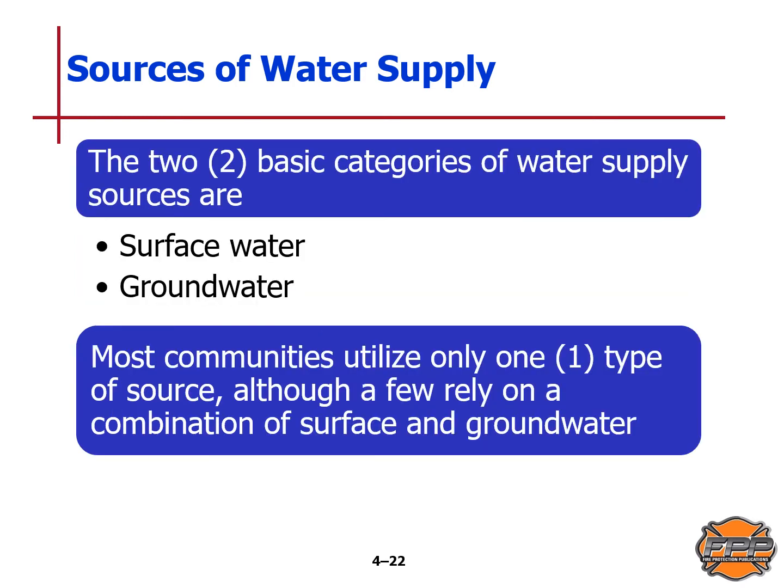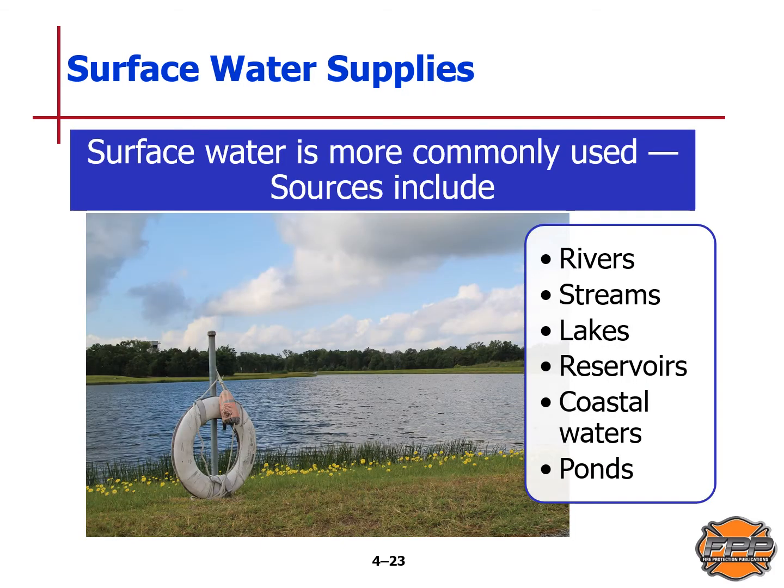The two basic categories of water supply sources are surface water and groundwater. Most communities utilize only one type of source, although a few rely on a combination of surface and groundwater. Sources include rivers, streams, lakes, reservoirs, coastal waters, and ponds.